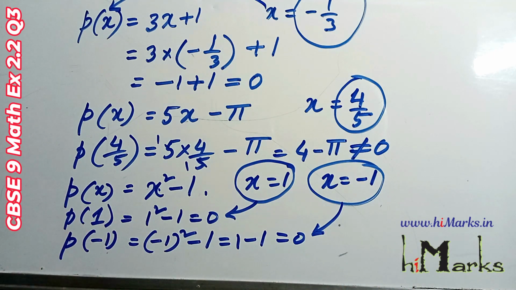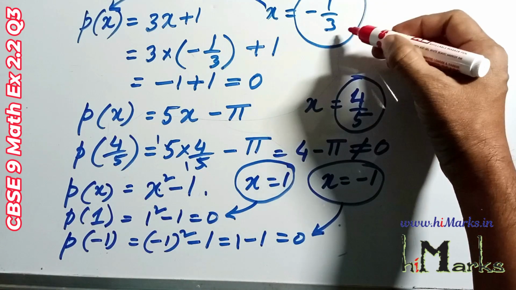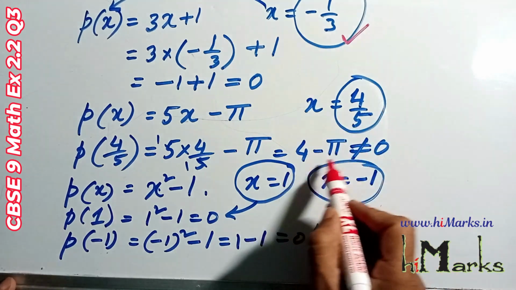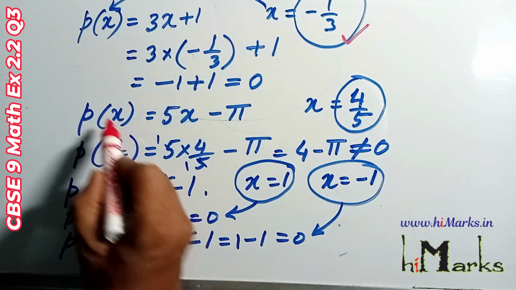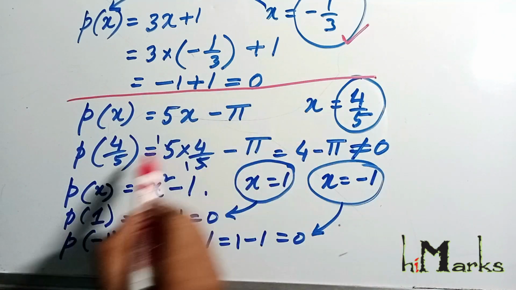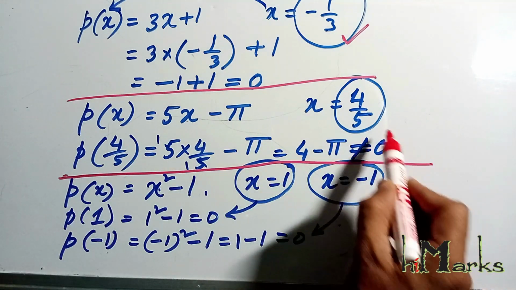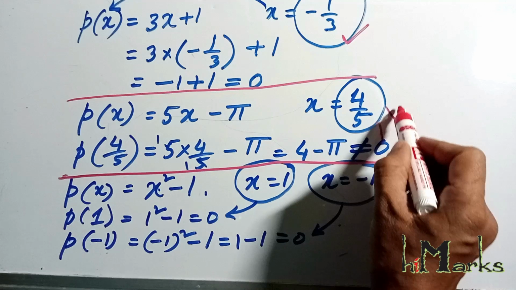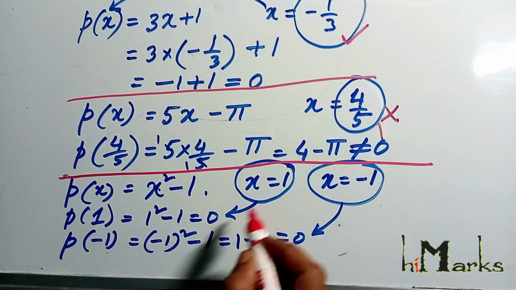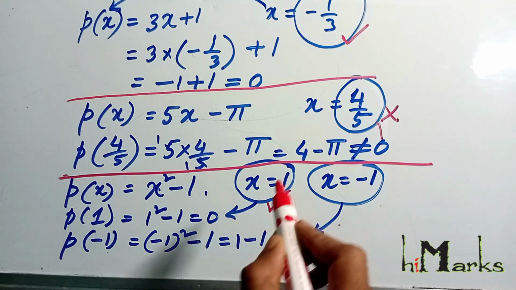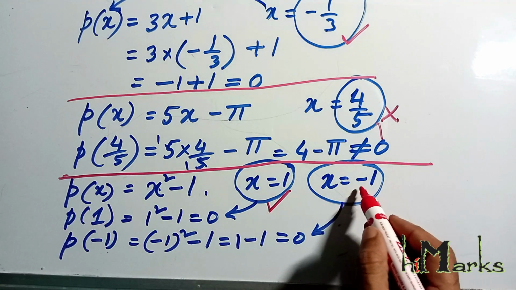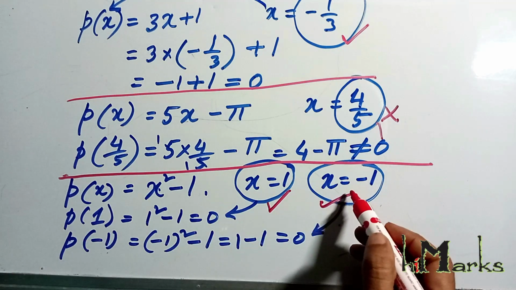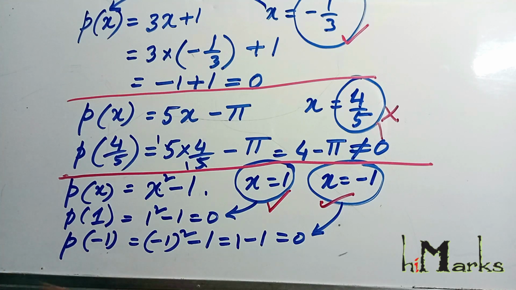So if you see, the answer for our first one, this one was a zero of the polynomial. X equal to 4 by 5 was not able to make the value 0. So this is not a zero of the polynomial. This has made the equation 0, and x equal to minus 1 also makes the equation 0. So this x equal to minus 1 is also a zero of the polynomial.